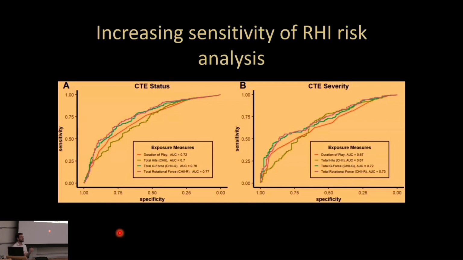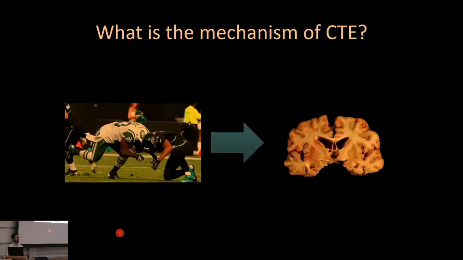We're improving our ability to be both specific and sensitive to identify somebody who might have CTE based on just their sports history. And we're still working to improve this, because it can always get better and better and better as we get more data on this.